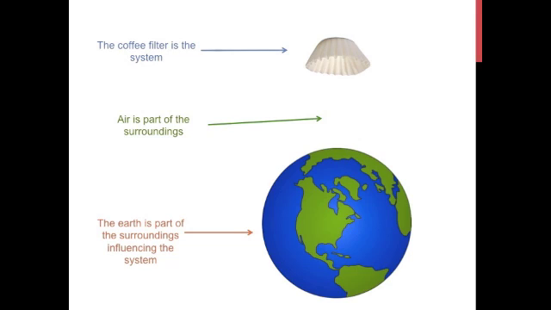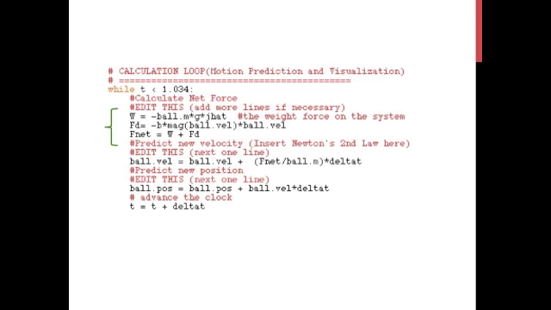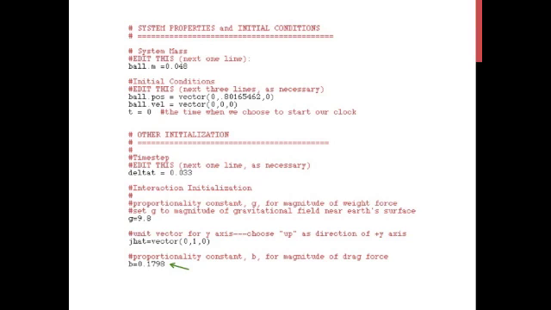In Model 2, we take into account the missing force, or the drag force, as exhibited by the air or the surroundings acting on the coffee filters to reach terminal velocity. If you look at the Python code for the second model, you notice that we factor in drag force as negative b, some constant, multiplied by the magnitude of the velocity multiplied by the velocity itself.